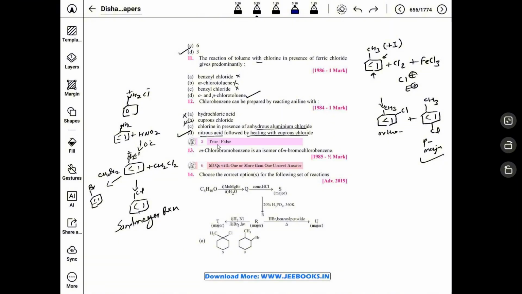Okay, now true or false. In question number 13, meta-chlorobromobenzene is an isomer of meta-bromochlorobenzene. So let's draw the structure first. So this is chloro and this is the bromo. And in this second case, if you put first bromo and then chloro, if you see, these molecules are identical, so they are not isomers, and hence it is a false statement.